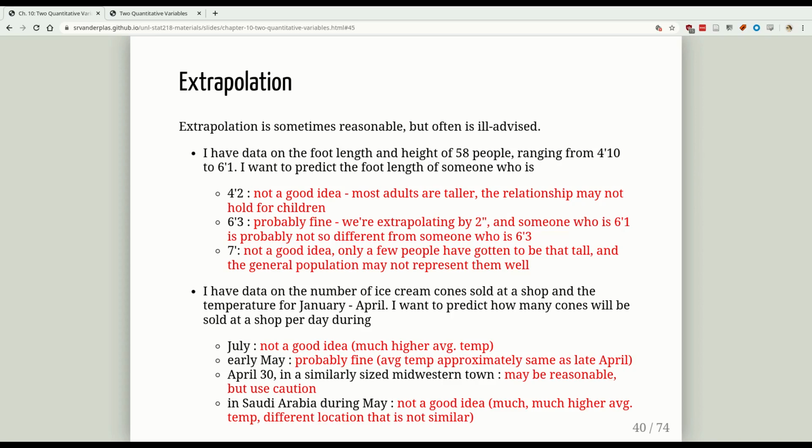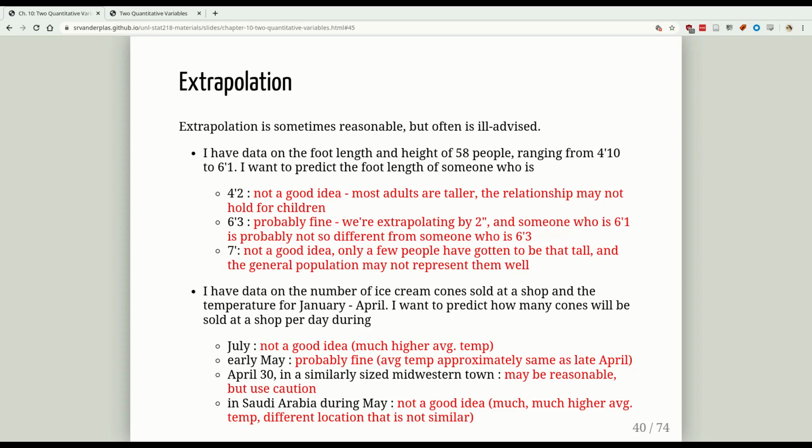But if we have somebody that's 7 feet tall, that's probably, again, not a great idea. There's not that many people that are that tall. The data from the general population might not represent those people well because they might have some sort of medical condition that caused them to grow that tall. But that medical condition might also affect the relationship between foot size and height. So we just maybe aren't super comfortable predicting that far out.